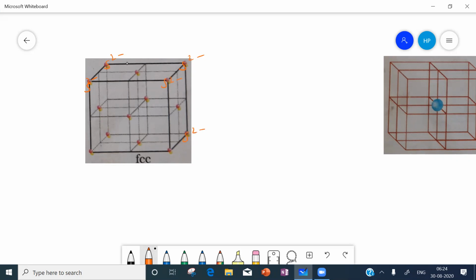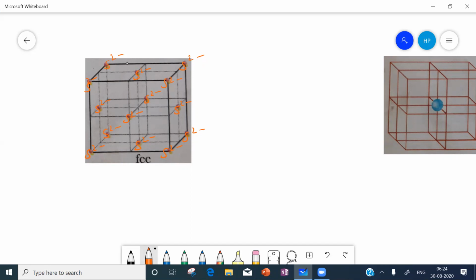We are keeping sulfide ions in the corners. Okay, we placed sulfide ions in the corners. Then we will place sulfide ions in the face centers. It is a top face center, a back face center, a right side face center, a front face center, a left side face center, and a bottom face center. So we placed sulfide ions in the face centers.